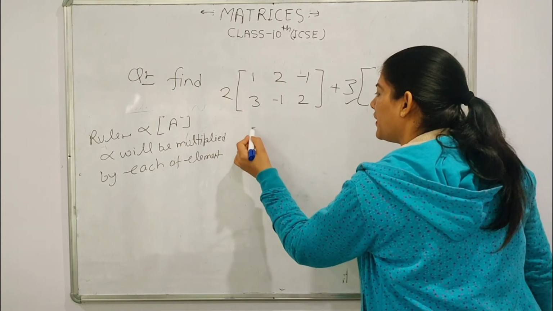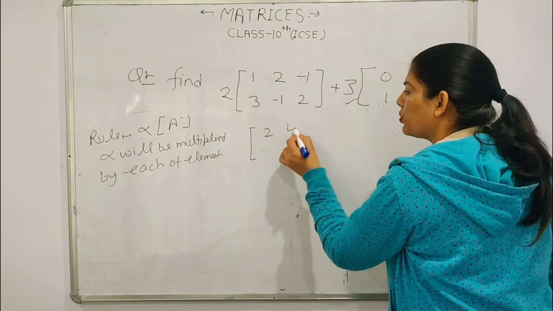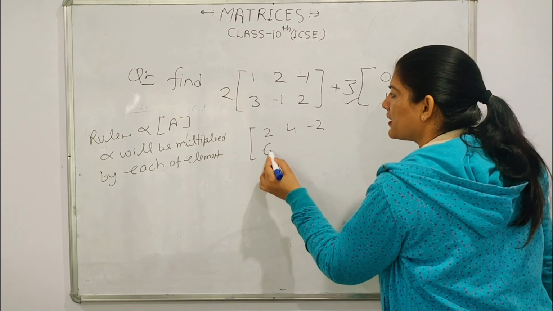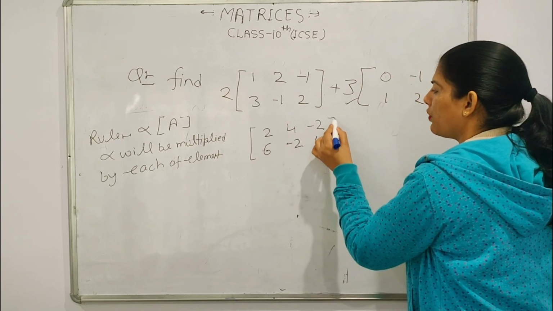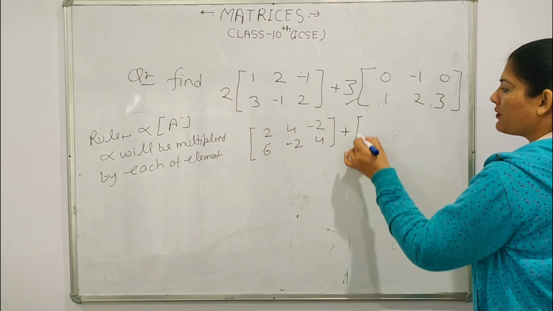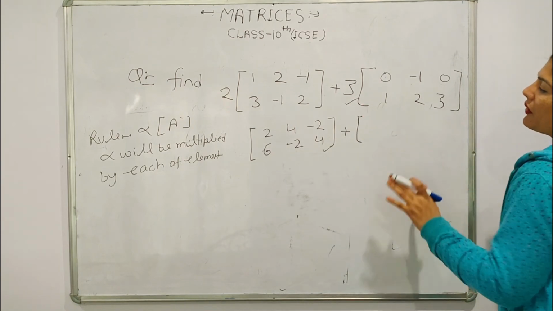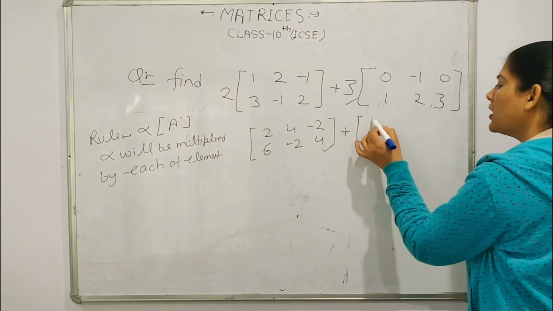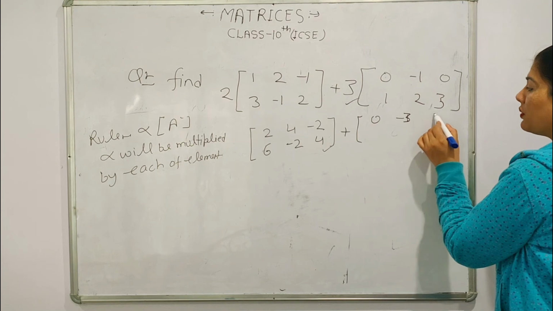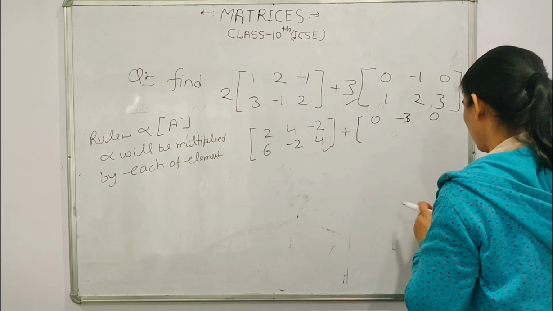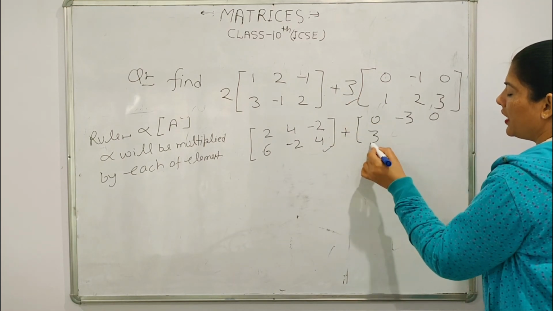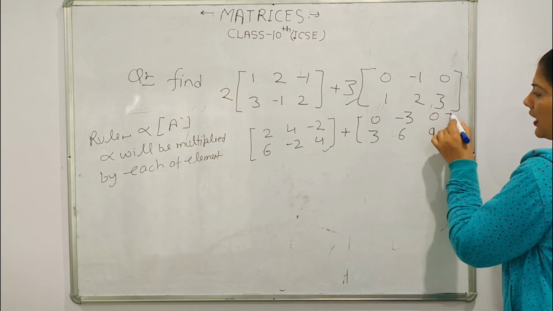So here you can find it as 2 1s are 2, 2 2s are 4, minus 1 into 2 gives you minus 2, 2 3s are 6, minus 2, 2 2s are 4. So here the multiplication of 2 to this matrix gives you a new matrix, and here you have to multiply each of the elements with 3. So it gives you 0, minus 3, because 3 into minus 1 gives you minus 3, 0, write it again, minus 3, and 3 1s are 3, 3 2s are 6, 3 3s are 9.